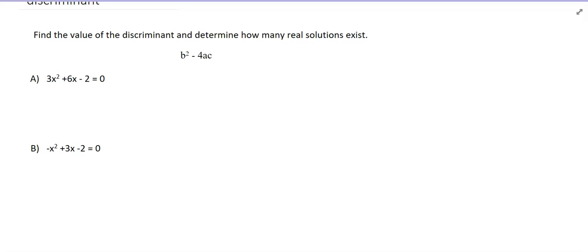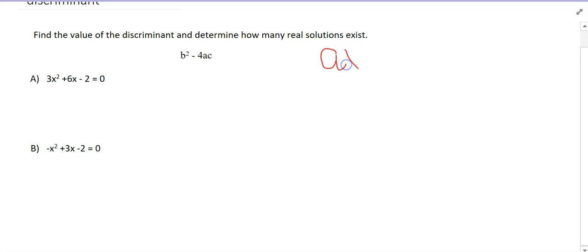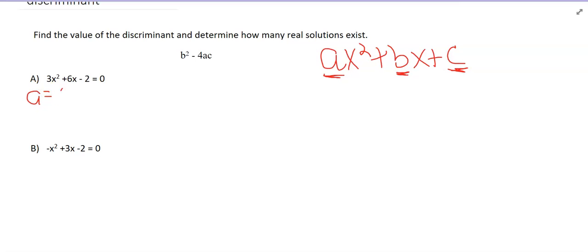When using the discriminant, the first thing we need to identify are the values of a, b, and c. Remembering that standard form is ax squared plus bx plus c helps us identify the values of a, b, and c. So for the first equation, in example A, 3x squared plus 6x minus 2 equals 0, a equals 3, b equals 6, and c equals negative 2, as it's already given in standard form.